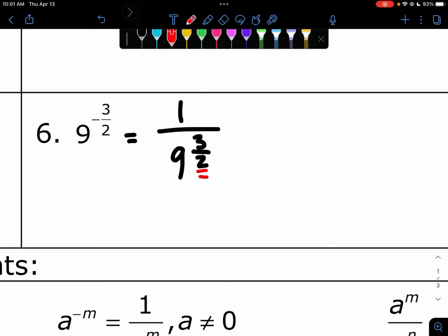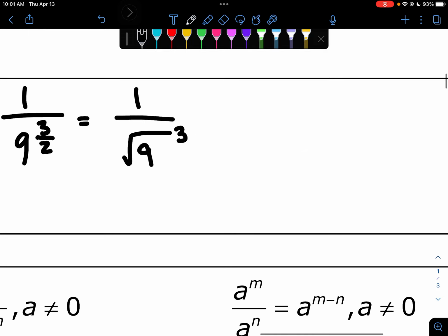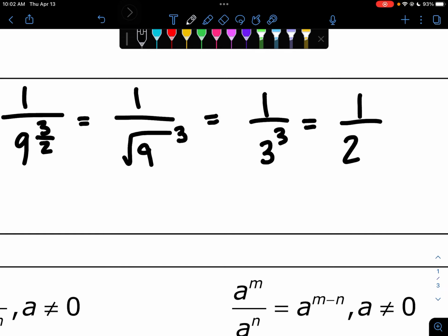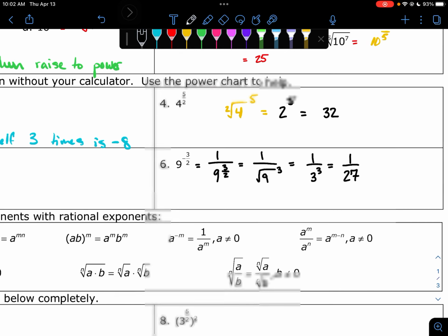So again, since the denominator is still 2, that's going to be a square root. So the square root of 9, again, you don't have to put that root there, and I'm going to raise it to the 3rd power. So what do I want to do first? Square root the 9 or raise it to the 3rd power? I think I'm going to deal with the square root of 9, since I know it's just going to be 3. And then 3 to the 3rd power is 27. So your final answer is 1/27.